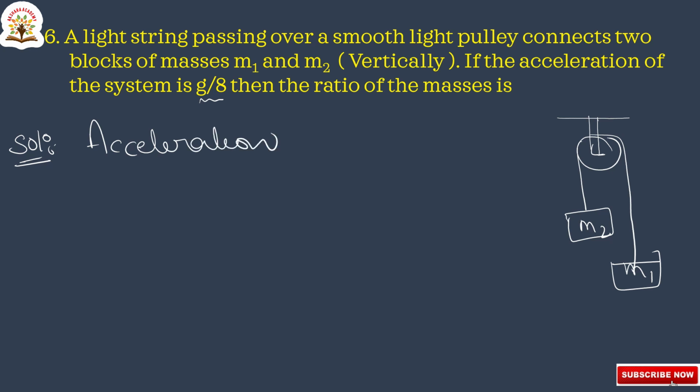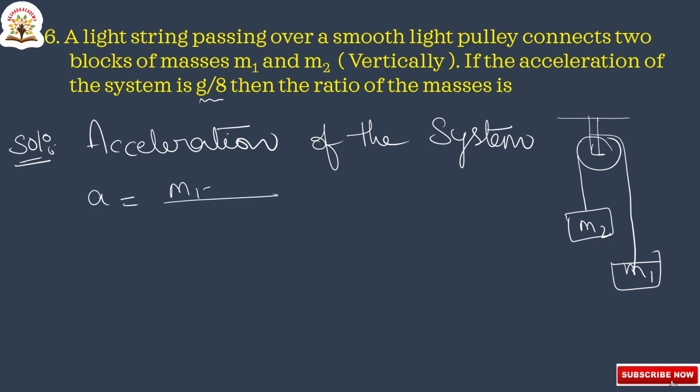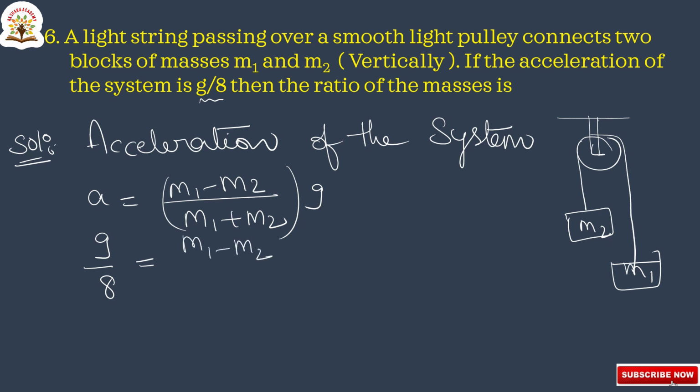Acceleration of the system A is equal to M1 minus M2 by M1 plus M2 of G. Now A is equal to G by 8, as they have given. So substituting, G by 8 is equal to M1 minus M2 by M1 plus M2 into G. G gets cancelled.